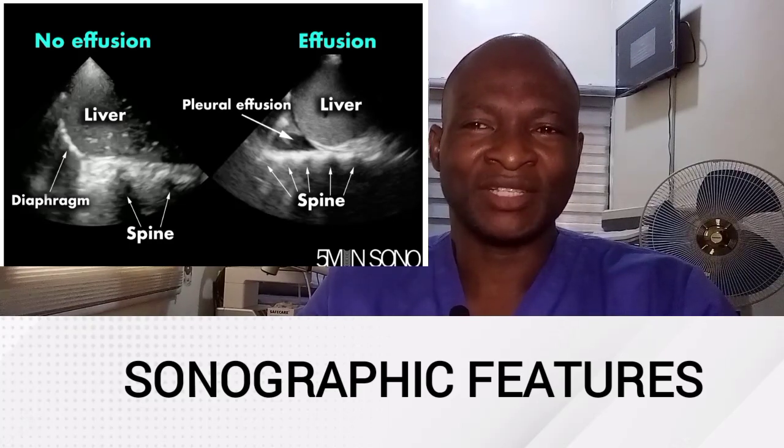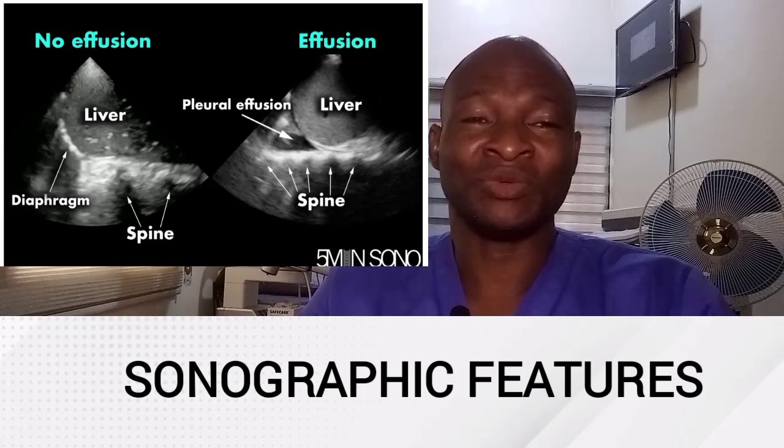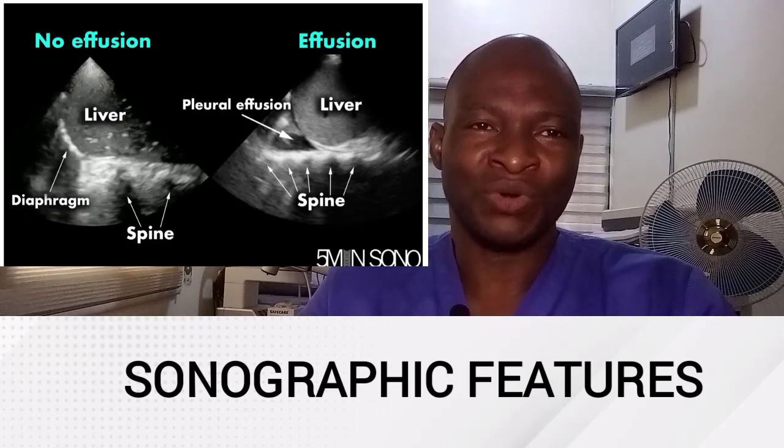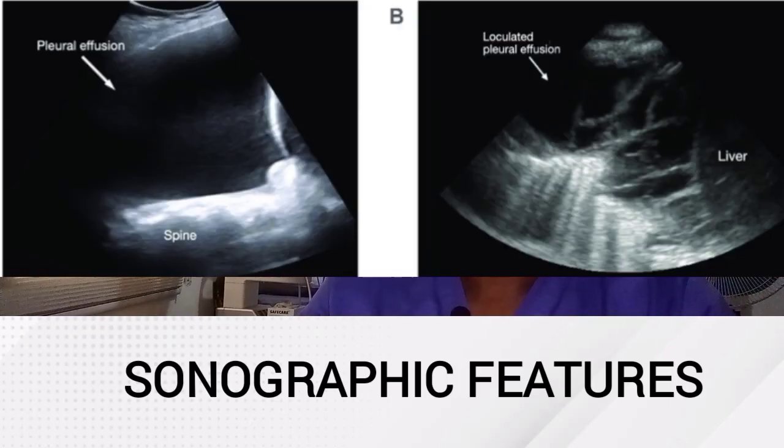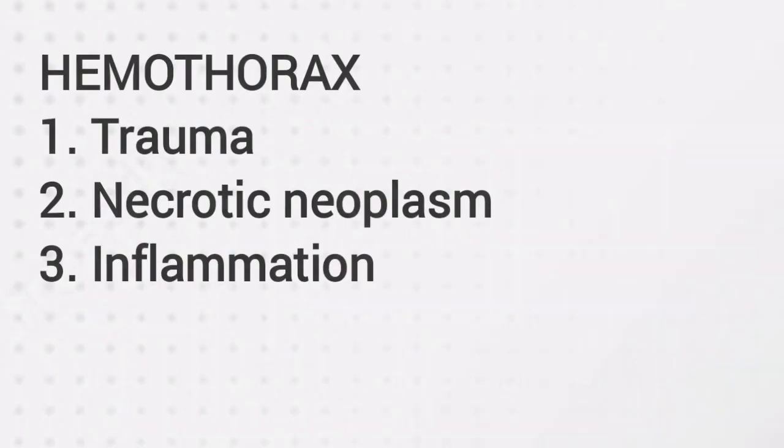Whereas complex fluid collection basically will indicate infection or blood, that is hemothorax. Now, this image on the left shows a simple pleural effusion, and you see loculated pleural effusion on the right. Now, hemothorax can be as a result of trauma, necrotic neoplasm, or inflammation may cause hemorrhagic complex fluid collection.